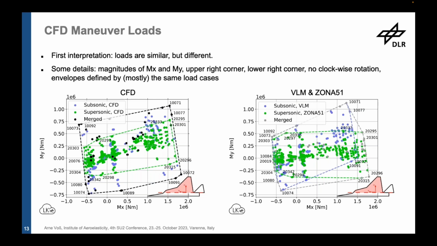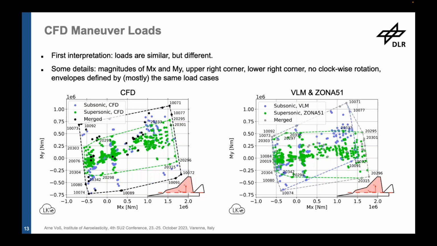For example, looking here at the top right corner, where we have the combination of maximum bending and torsional moment, we can see that the envelope is kind of dented or shifted to the left-hand side. Looking at the bottom right corner, we can see that in the aerodynamic panel methods, this corner is defined by all the supersonic load cases, while this is definitely not the case in CFD. Actually, here we have subsonic load cases, and we do not have any supersonic load cases outside the subsonic envelope, so they are fully covered by the subsonic load cases.